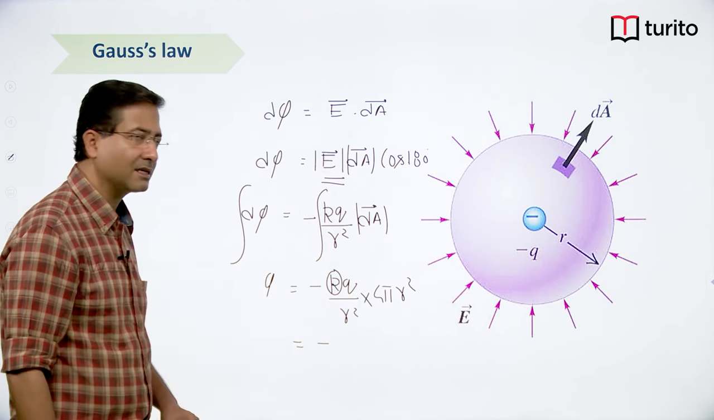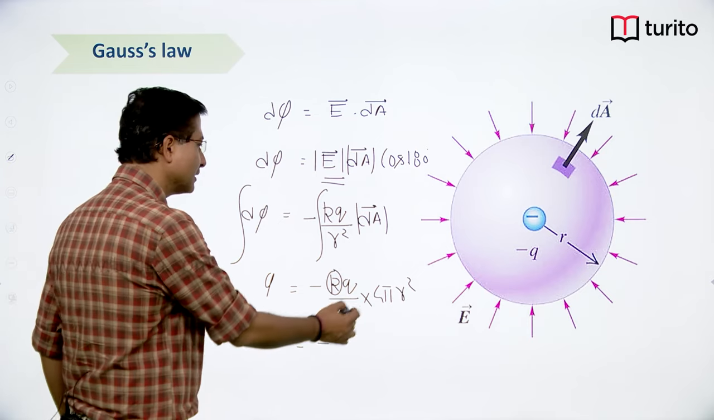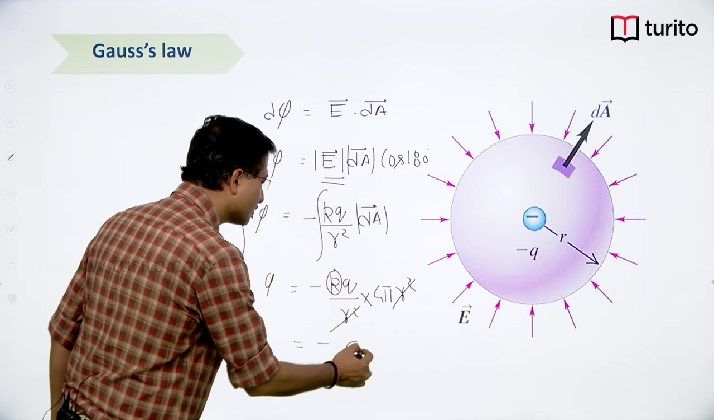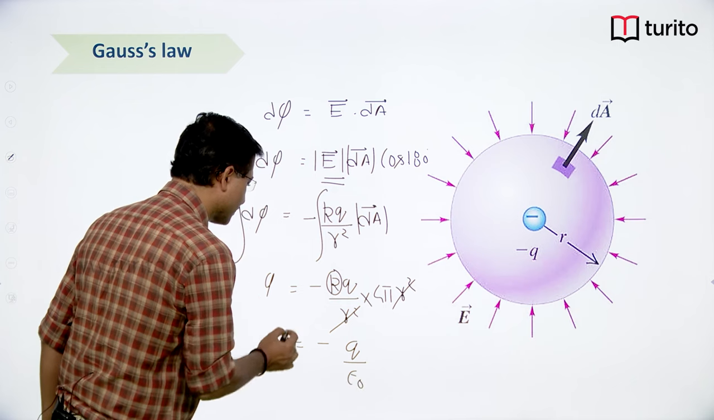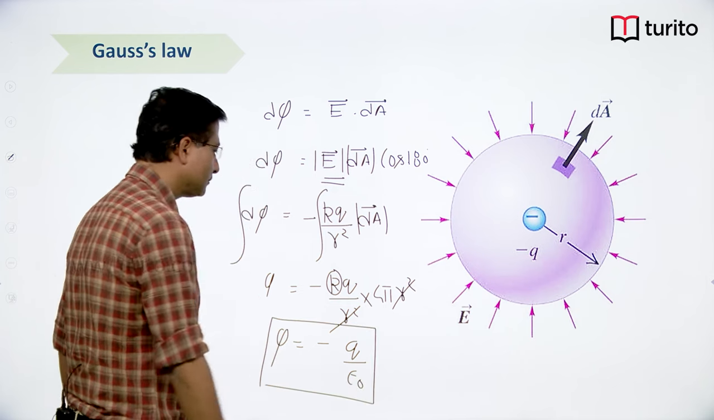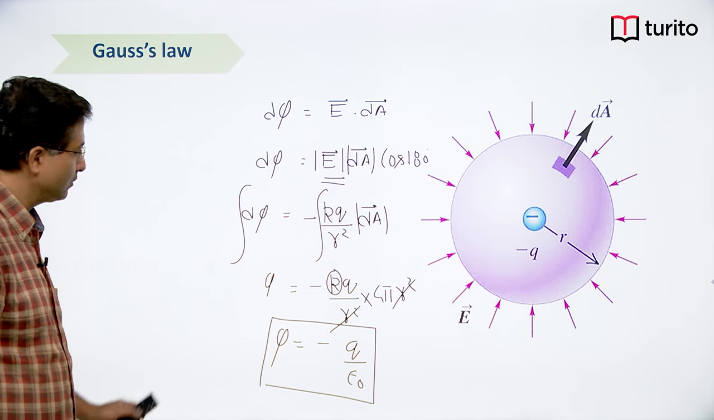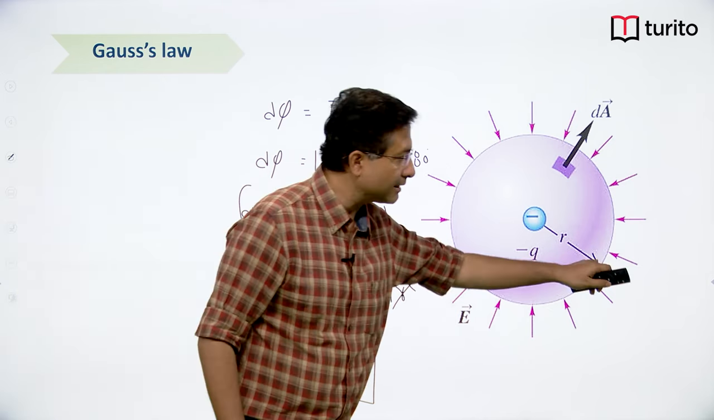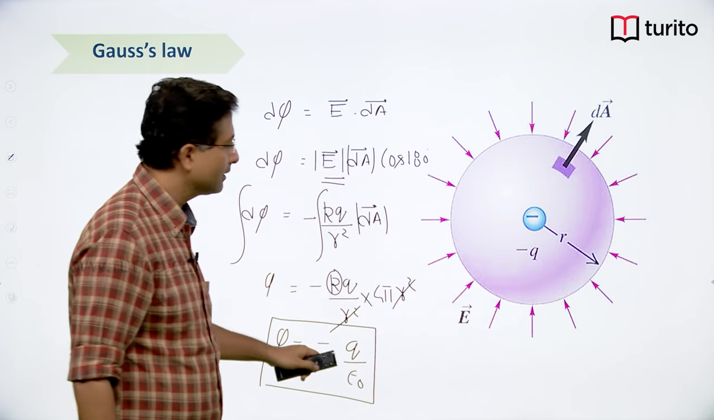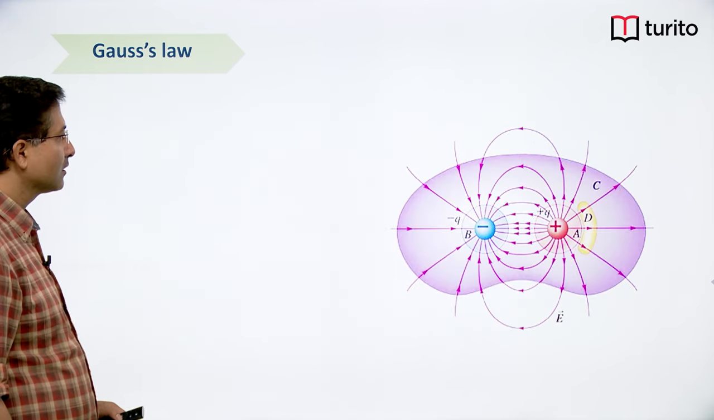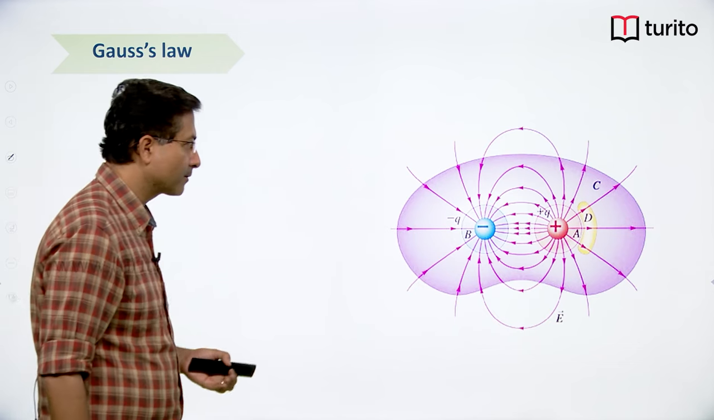So 4 pi 4 pi gets cancelled out, epsilon naught I can see, r squared gets cancelled out. So we are getting q upon epsilon naught flux, right? So the situation is clear. Field lines are getting into the surface, we are getting negative flux. Now let's take one more example.